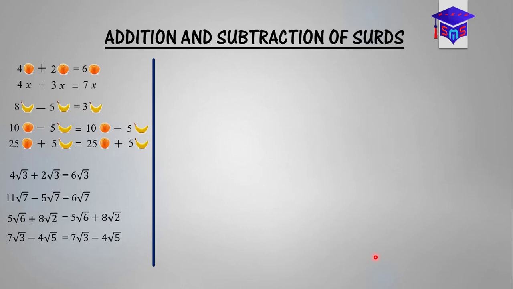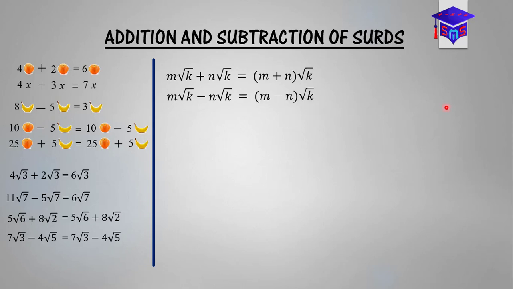So in general, we can say if you have m root k plus n root k, it's going to be m plus n root k. You're just going to add the coefficients, then you maintain one of the roots. Likewise, if you have m root k minus n root k, you can guess what it's going to be. Yes, you're right. You're going to have m minus n root k. And so these are the basic rules that will guide us to be able to perform addition and subtraction in surds. Let's look at an example.